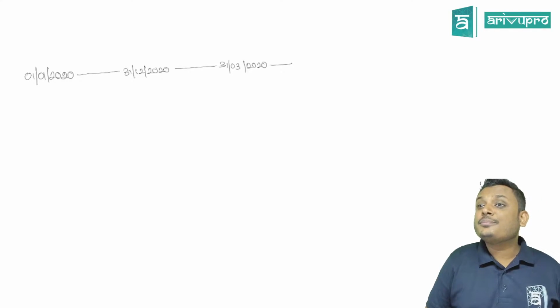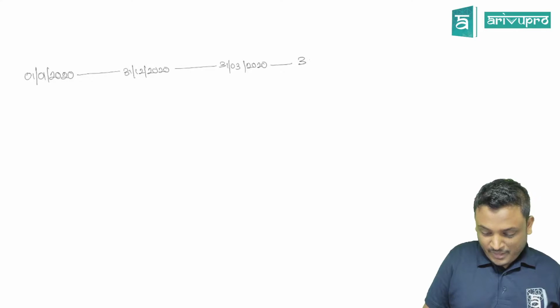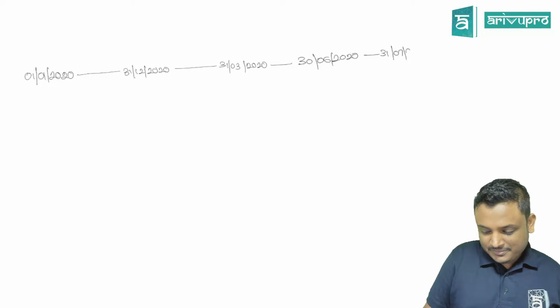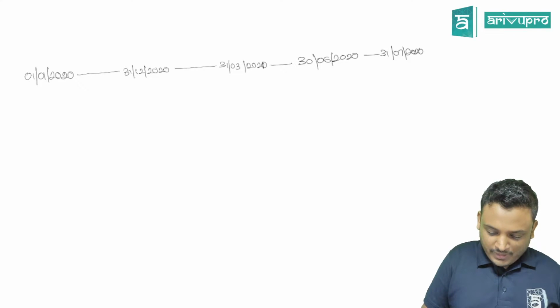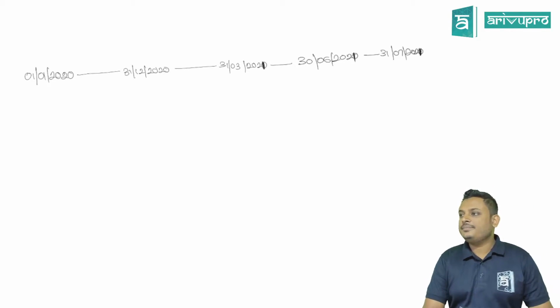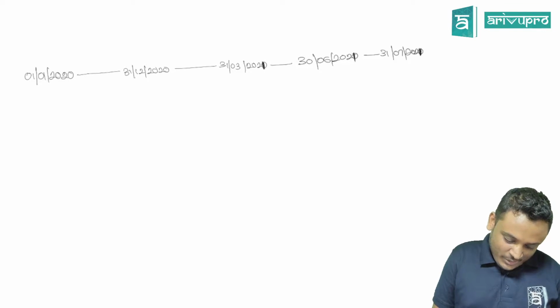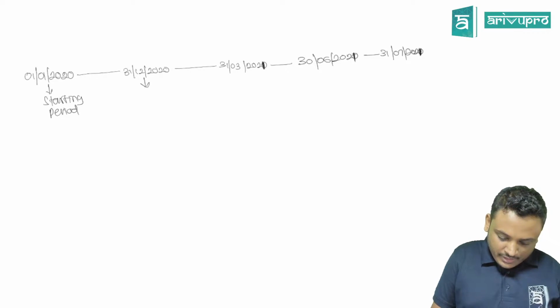Then June 30th, 2020. July 31st, right? All these are 21, right? Clear? Dates understood. This is your starting period. This is your year end. I'll give time, don't write.